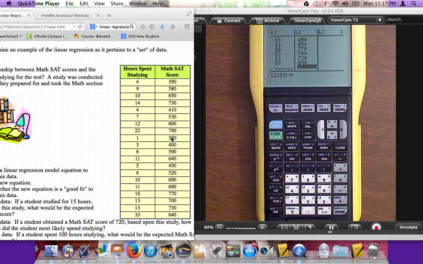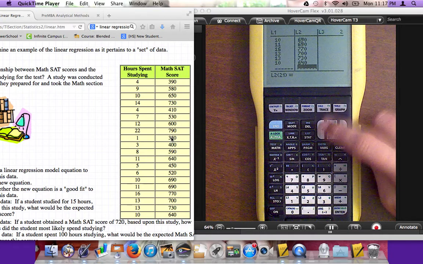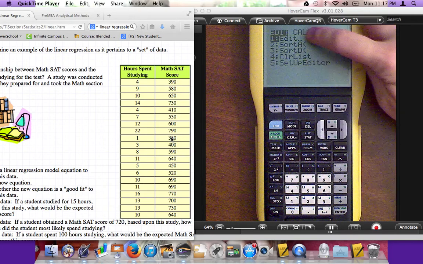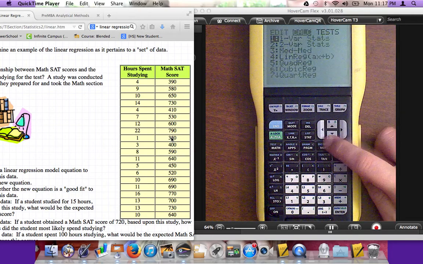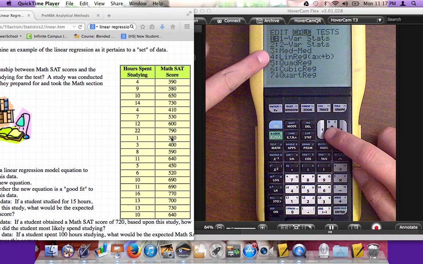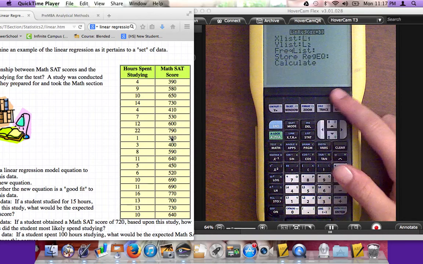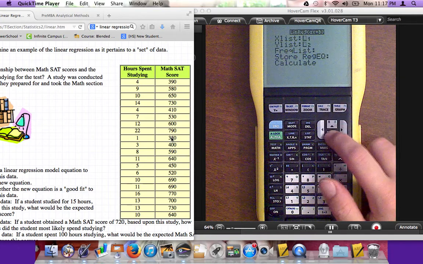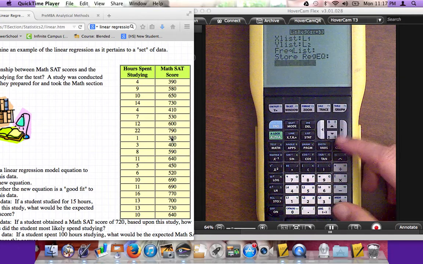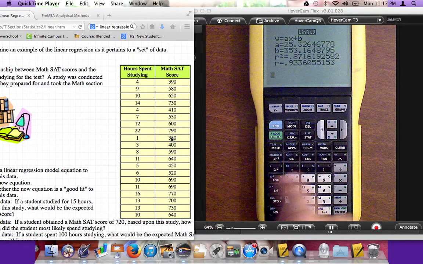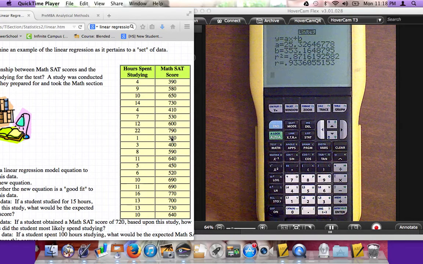I'm ready to start looking for my line of regression. So to get to that, I'm going to hit Stat, and then go over to Calc, and option number 4 is line of regression. On these calculators, you get this crazy screen, and you just scroll down to the bottom and hit Calculate. If your calculator just comes up and says LinReg on a blank screen, you would just hit Enter again. But this is what my data looks like.